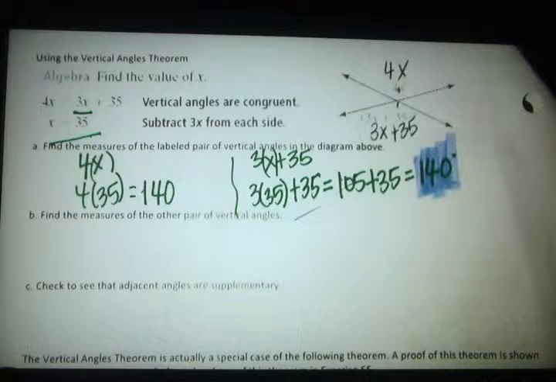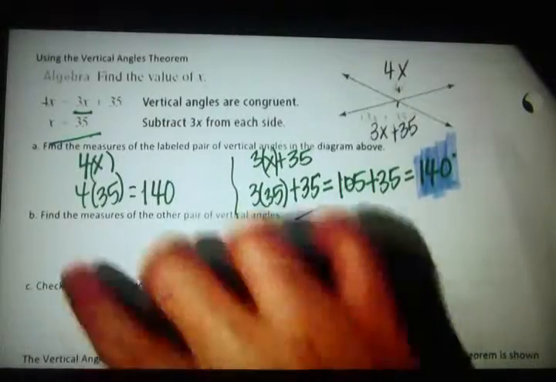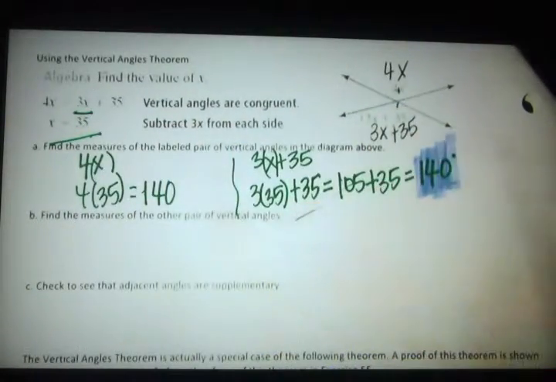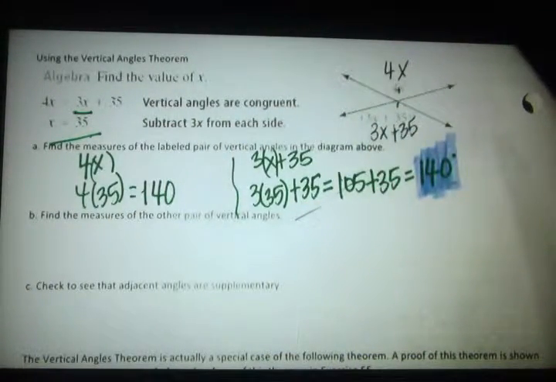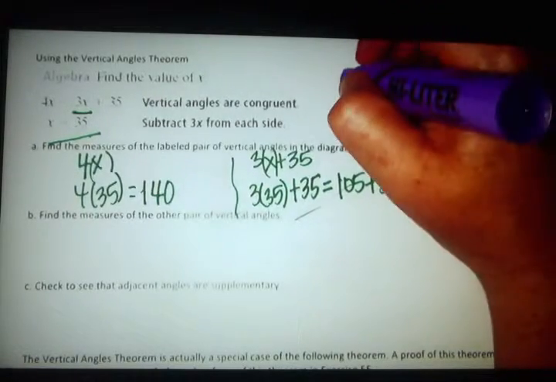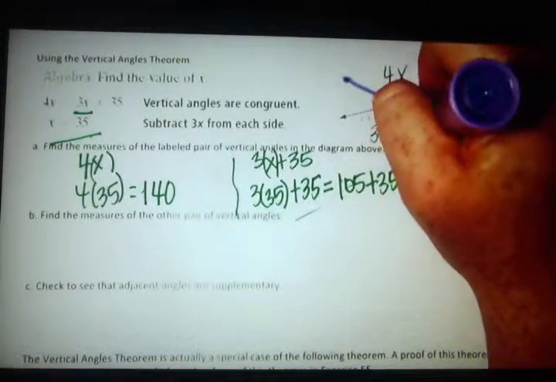Okay, it didn't say prove it. It didn't say justify. Whatever. We just did it. Read what the question's asking. Don't do more than you have to. Okay? Here, find the measures of the other pair of vertical angles. Oh, okay. So let's think about adjacent supplementary angles.